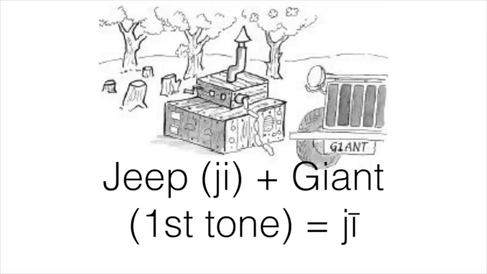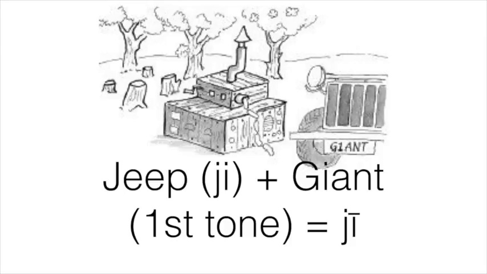And what we have here are two keywords to help you remember the pronunciation. The first one is Jeep, which sounds a lot like the Chinese word ji. And then the second part is the tone. You remember the archetypes? Which one is the giant? The giant is first tone. And so since you have a giant Jeep, you know it's the word ji with first tone. So ji is the pronunciation for the word machine.